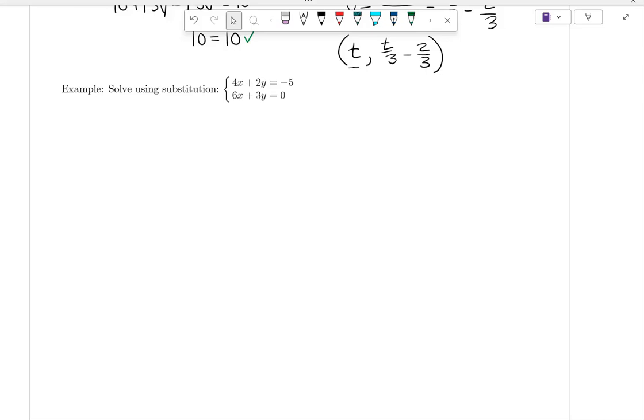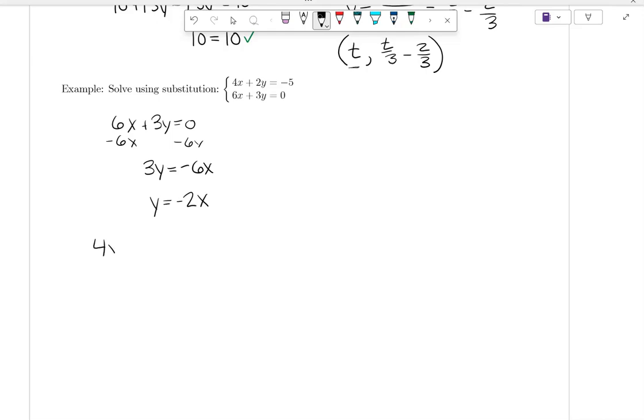Perfect. Okay, we're solving for y in the bottom equation. So we'll get 6x plus 3y equals 0. And then you'll subtract your 6x, right? 3y equals negative 6x. And then y equals negative 2x. Is that what you guys got? Perfect. And you might have done a different one. Again, it doesn't matter. It's going to get you the same answer. And then we will substitute in.